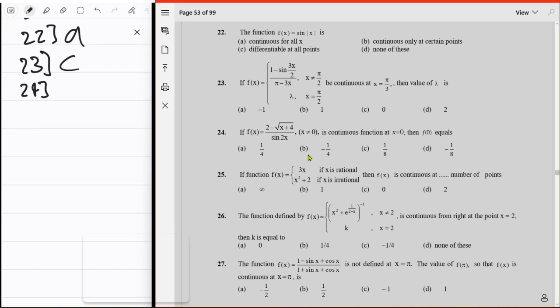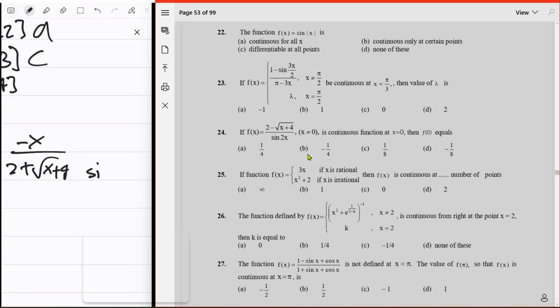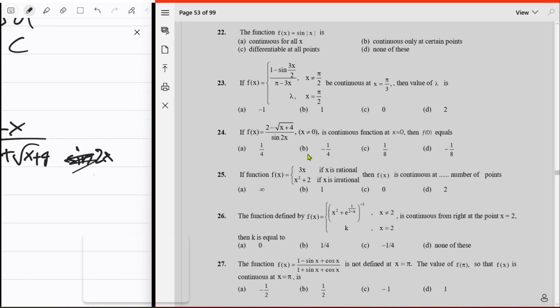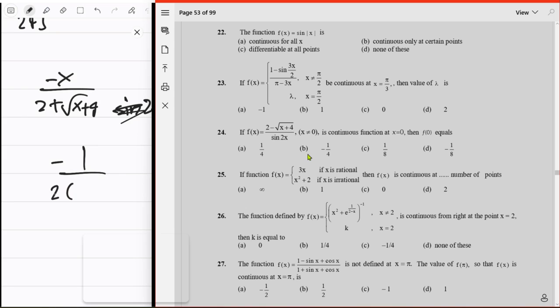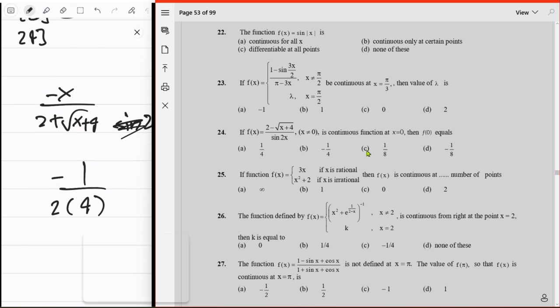Whatever. Rationalize this thing. So 4 minus x is just negative x upon 2 plus square root of x plus 4. You got sine of 2x. x equal to 0, right? Approximately 2x, so it is just negative 1 upon 2 times of this stuff, which is 2 plus 2, which is 4. So negative 1 upon 8 is the f of 0 value. Right. 24th C. Oh, it's negative, so it's D in that case.